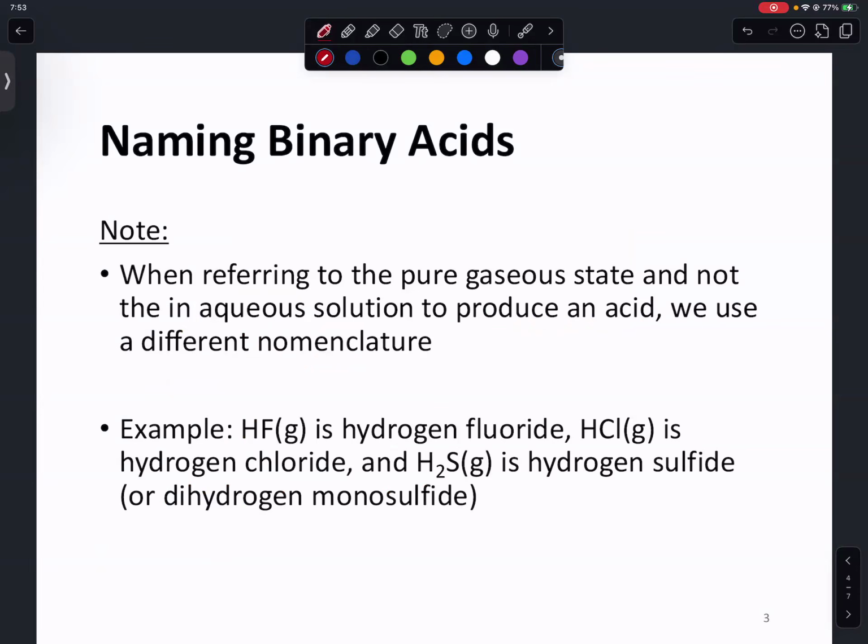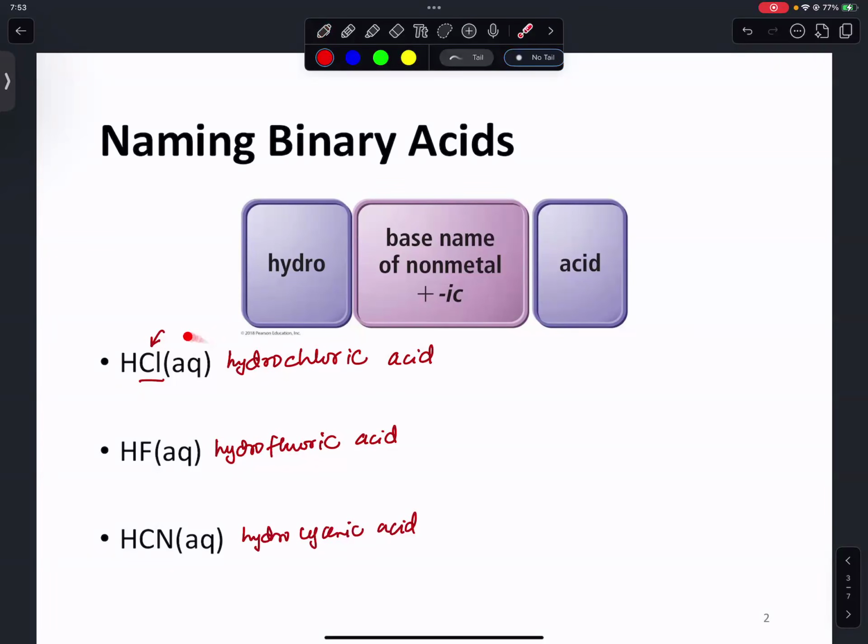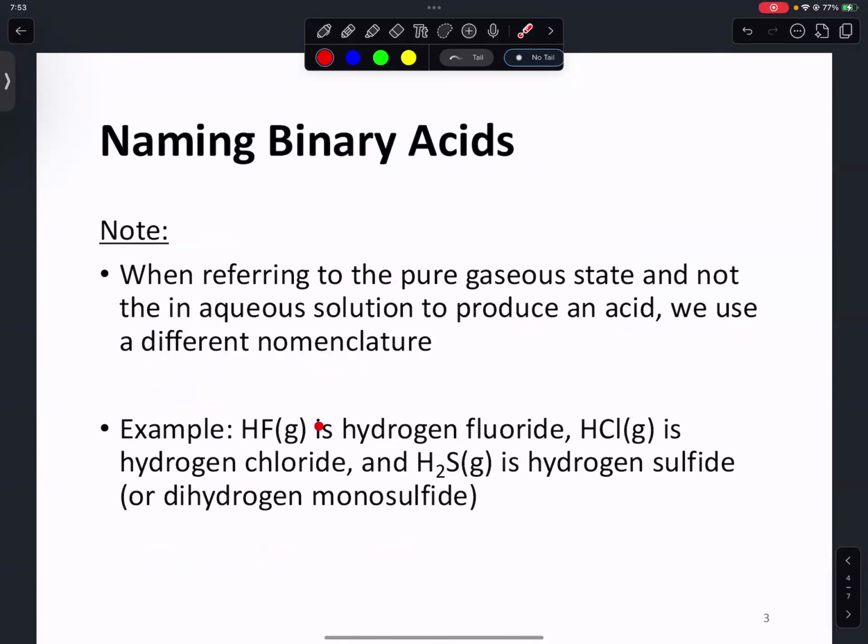Now, I want to remind you that the state of matter becomes very important when it comes to naming binary acids. If you note on this slide, the state of matter here is aqueous. So if you see that it is aqueous, you will follow the conventional naming for binary acids. If you have a gas instead of an aqueous state of matter, in this case, you will follow the conventional naming for molecular compounds. So I'm going to remind you again: HF, for example, is going to be hydrogen fluoride. HCl is hydrogen chloride. Something like H2S is going to be hydrogen sulfide, or dihydrogen monosulfide is acceptable.